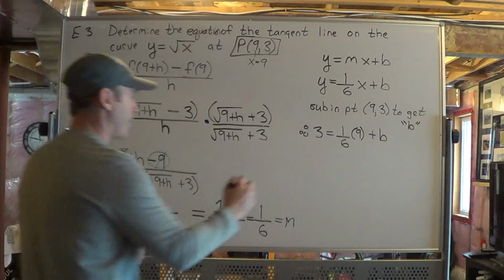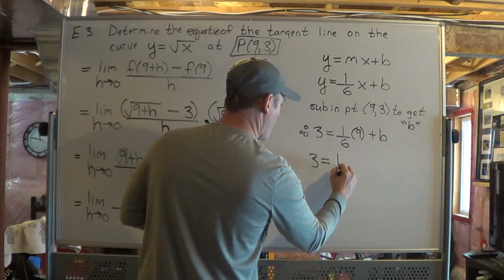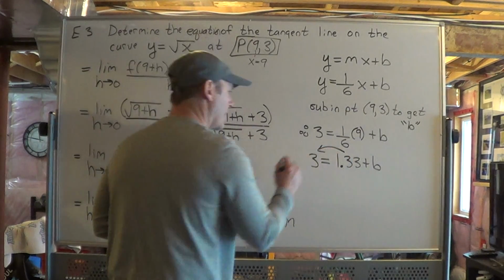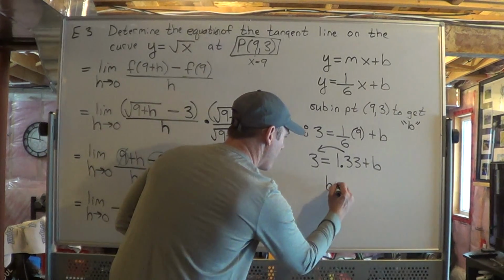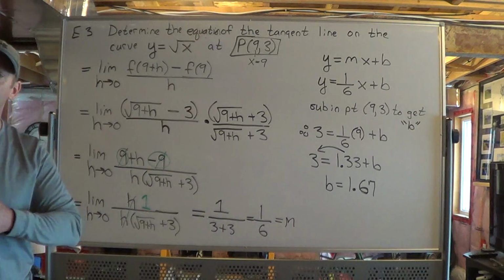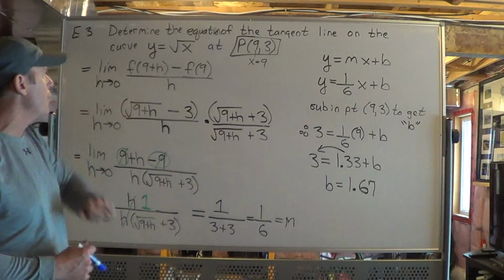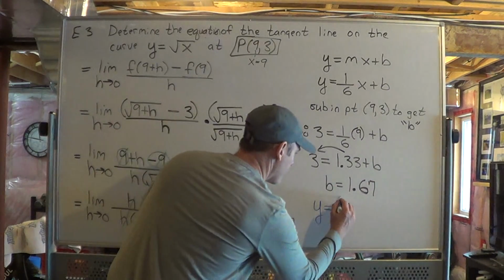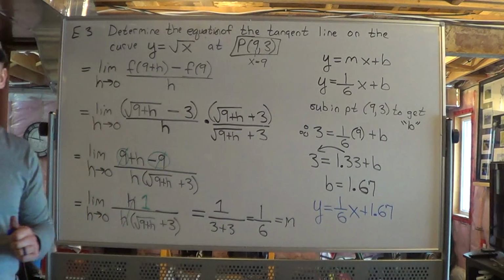Well, I got 3 here. Let's see, 1 times 9 divided by 6, I believe, is 1.33 plus b. And then just solving for b, I'm going to move that 1.33 over to the other side. And again, when things change sides, they change sign. And so I'm going to have a 3 minus 1.33. And I would find out that b is 1.67. And so now, because I have the slope of my tangent line and I just found the y-intercept, I can now give the equation of the tangent line on this curve, y equals square root of x, at an x value of 9. And that equation is this: y equals 1/6 x plus 1.67. And there we go.